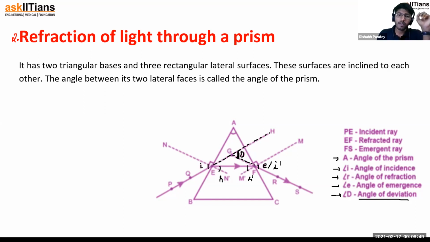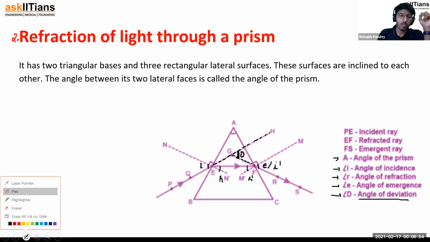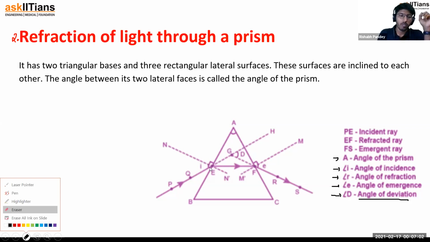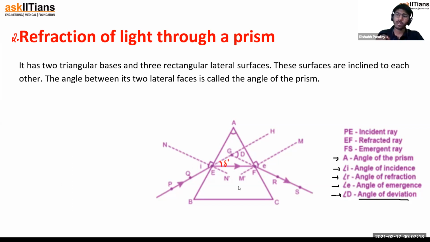Let me go to the formula segment. Let me erase this and re-explain the situation. This is the ray of light, angle I and R. Basically this was supposed to go like this, but it didn't go like this. Say this is the first point where the deviation occurred, so let's take it as delta 1. And if I extend this, it was supposed to go like this, but it went like this. So this is delta 2 and this is delta 1.